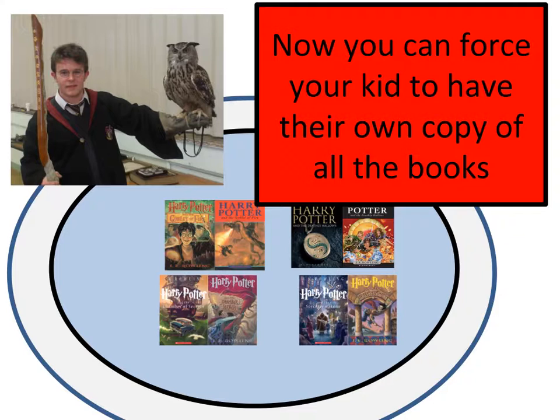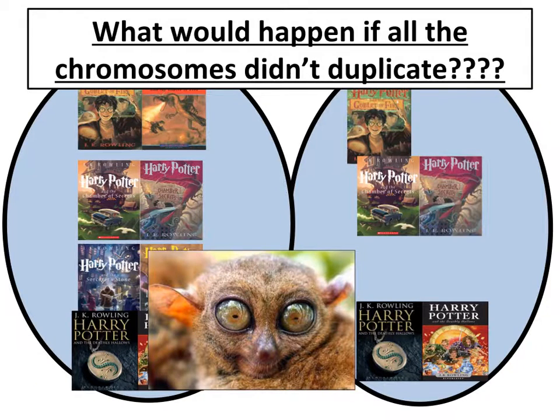So now you can force your child to like the things you like and give them their own copy of all the books. And it's important that we think of this because, what would happen if this didn't go right? What would happen if all the chromosomes didn't duplicate? Just like if you see all the books weren't duplicated here. So here's your collection, and this is the one you're giving to your kid. Are they going to be able to know the story as well as you? Especially not right here. There's no Sorcerer's Stone. They won't know the epic that is whatever that book's about.